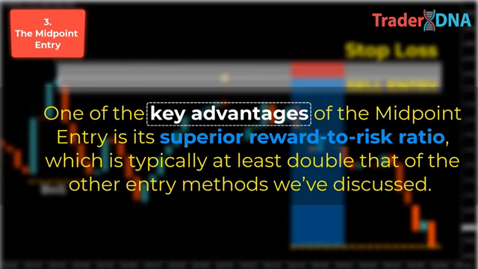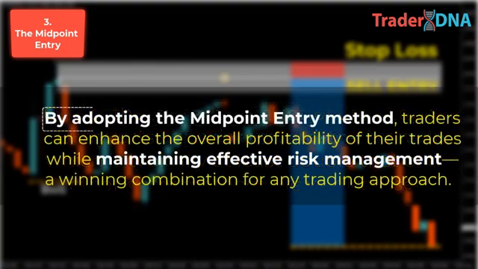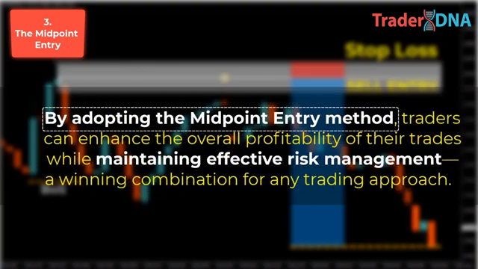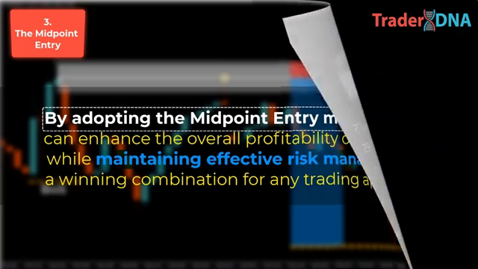This significant edge stems from the combination of a refined entry point and a smaller stop loss margin, allowing for greater profit potential with reduced risk exposure. It's precisely for these reasons that this entry type holds a special place as my go-to strategy. By adopting the midpoint entry method, traders can enhance the overall profitability of their trades while maintaining effective risk management, a winning combination for any trading approach.